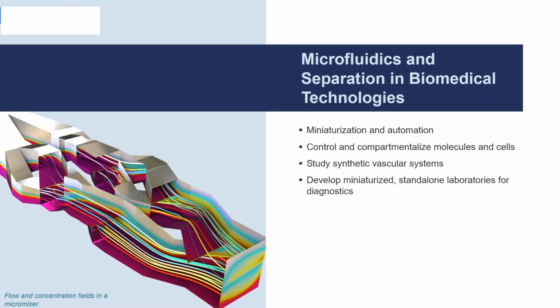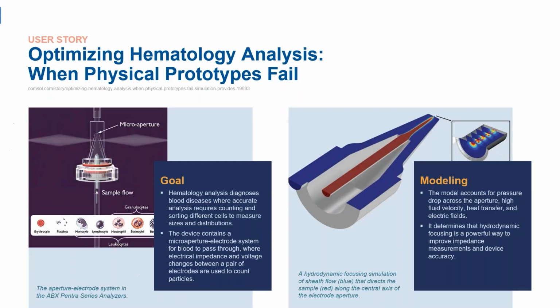And so what we're talking about here is using microfluidics and separation for biomedical technologies to make these devices better and more safe and with more accurate results. And so the example here comes to us from Horiba Medical in France. This is about hematology analysis. So we're looking at the analysis of your blood.